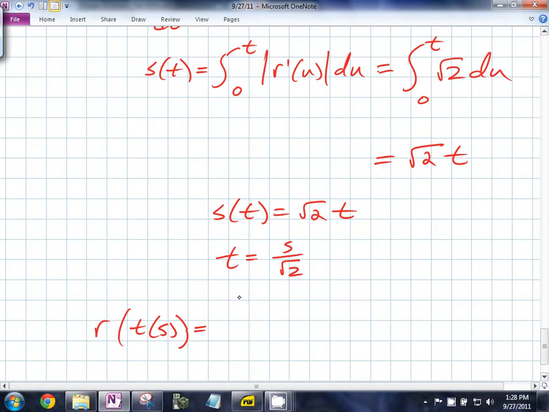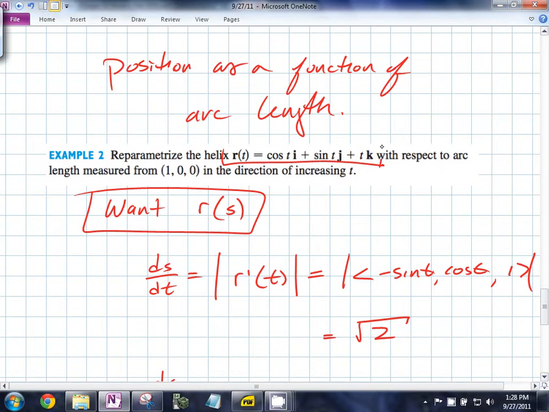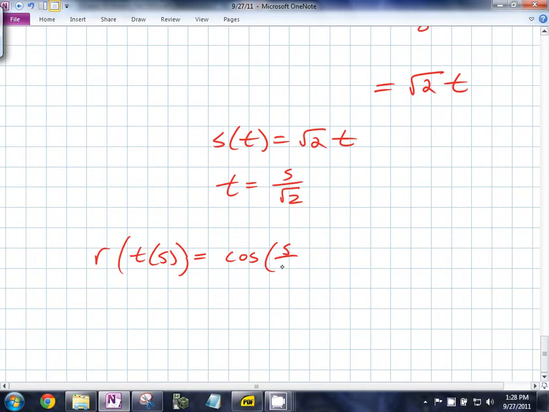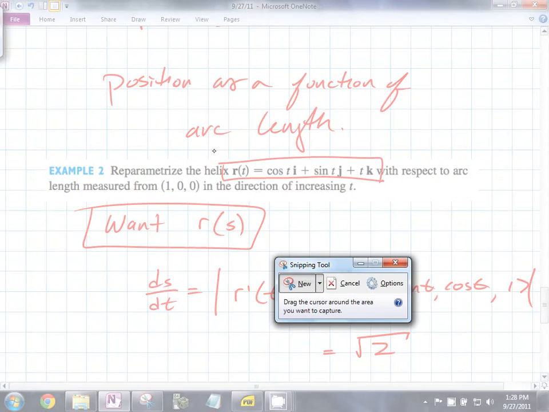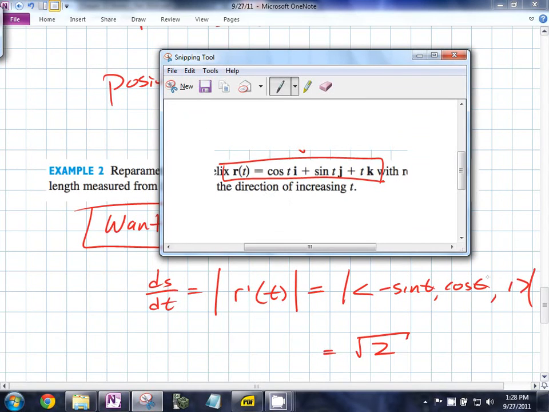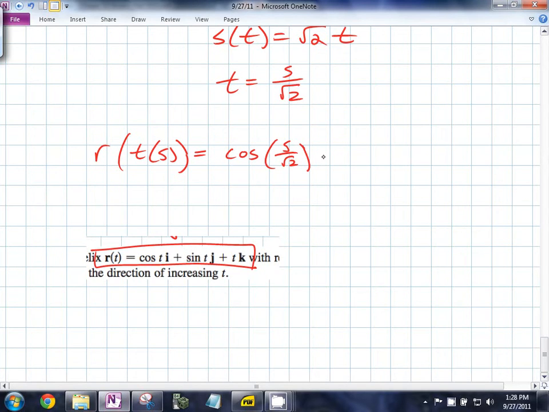Yeah, so it's going to be cosine of... you remember the original equation is up here. Here's r of t. So instead of t, what are we plugging in for t? S over root 2. Here's the original equation, but instead of t, what are we writing? S over root 2 plus sine of S over root 2 j plus S over root 2 k.